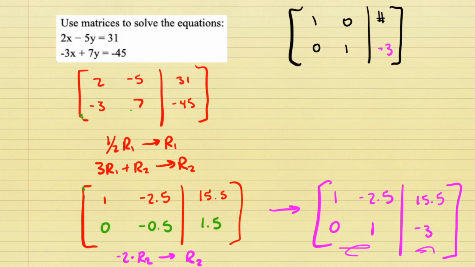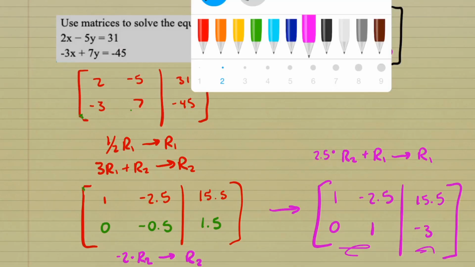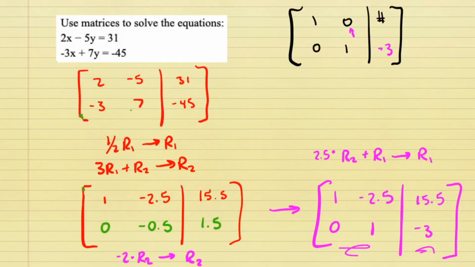All right, now I need to make a 0 right here. To do that, I'm taking row 2 times negative 2.5, actually a positive 2.5, and adding it to row 1 and replacing row 1. So if I take 0 times 2.5 and add it to the top one, I get a 1. So boom, you can see right there. Good.